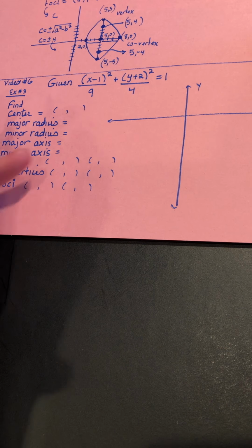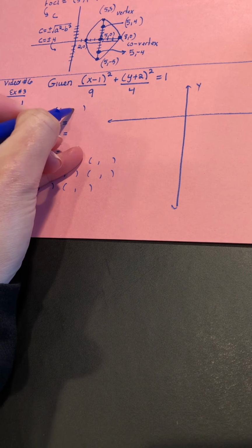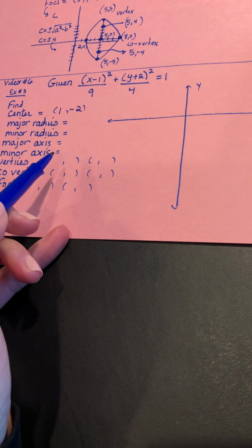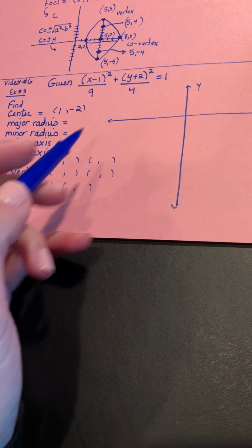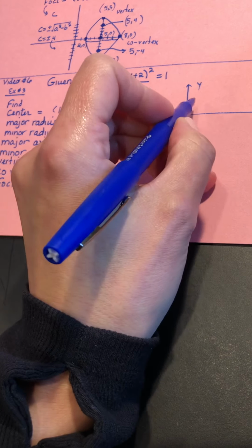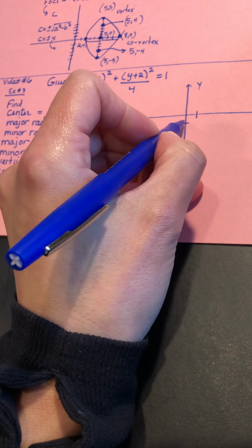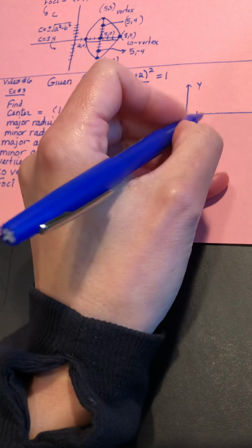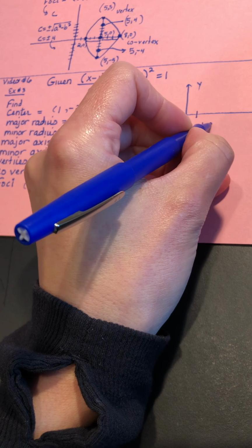The center is going to be at 1, -2. And I like to draw the center in because everything really emanates from the center. So I'm going to go over 1 and down 2. Here is my center. Okay.